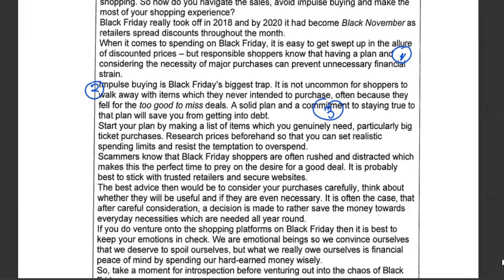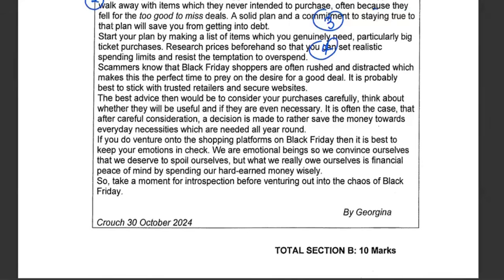Start your plan by making a list of items which you genuinely need, particularly big ticket purchases. Research prices beforehand. I believe that's our number 4, if we are not mistaken. All right. And then it says, scammers know that Black Friday shoppers are often rushed and distracted, which makes this perfect time to prey on the desire for a good deal. I believe that's a tip, so it will be number 5. It is probably best to stick with trusted retailers and secure websites. So that's our number 5. Let's go to number 6. The best advice then will be to consider your purchases carefully, and think about whether they will be useful and if they are even necessary.